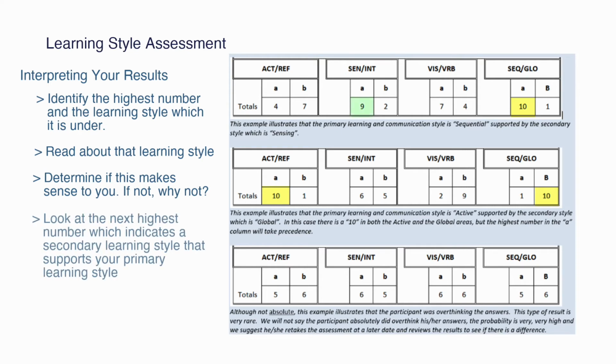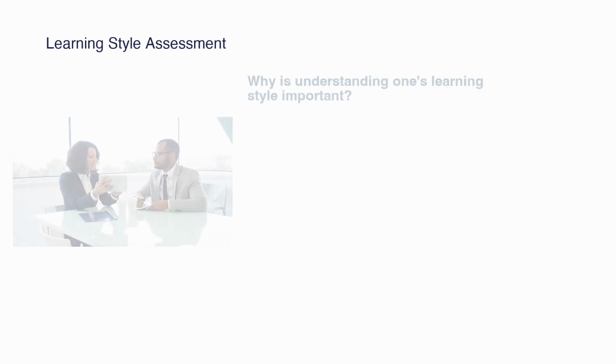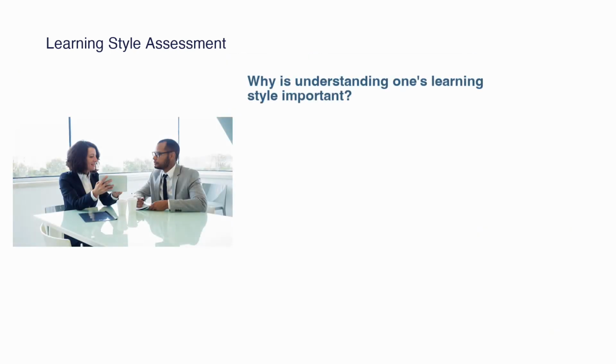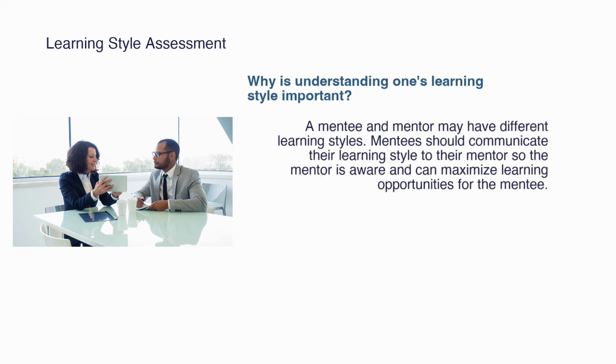You may look at the next highest number, which indicates a secondary learning style that supports your primary learning style. Read about that style and determine if that supports your primary style. So, why is understanding one's learning style really important? As we mentioned before, as adults, we tend to teach and communicate with others the best way that we best receive information. But again, this may not be the best way for your mentee to learn.